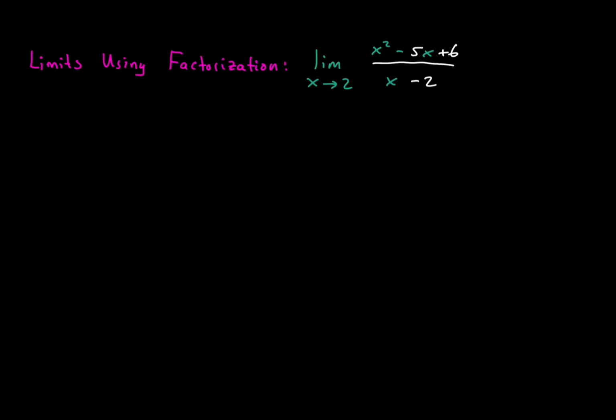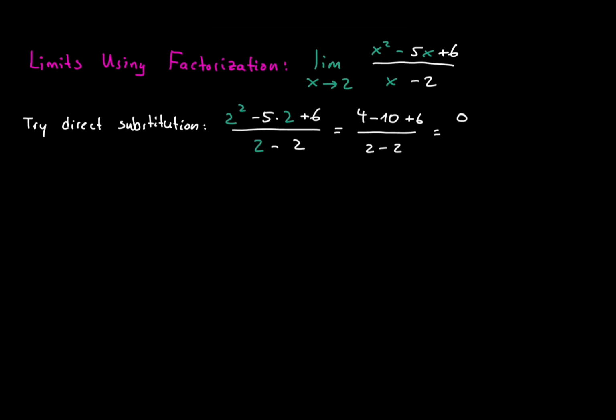As always, we start by plugging in the value. Substitute x equals 2. We get 4 minus 10 plus 6 over 2 minus 2. That gives 0 over 0. So again, we have an indeterminate form and we need to simplify.